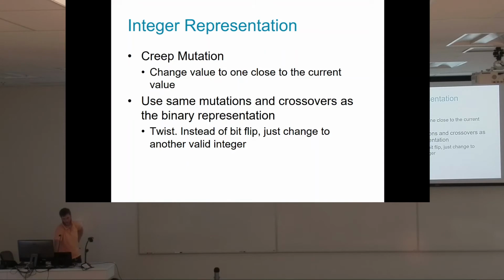Okay, so creep mutation: change the value to one close to the current value. So this would be an example of, I've got some encoding and I pick an index that I want to change and its value is 7. Maybe I make it 8. I could make it like 70, but that's kind of a big jump. So maybe depending on what the values mean, what they decode to, we don't want it to make big jumps. We want the jumps to be small.